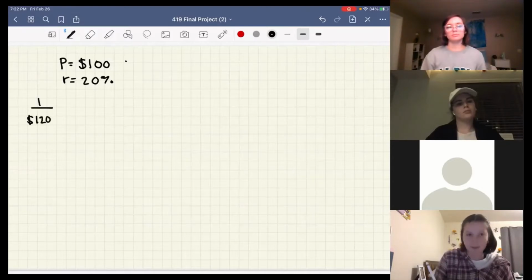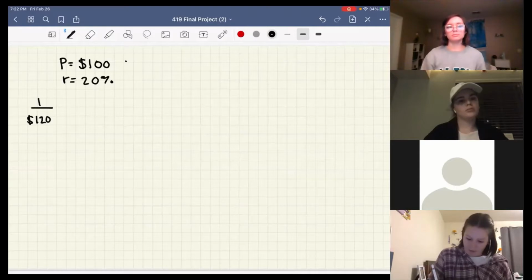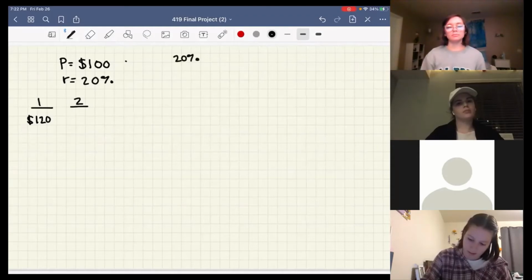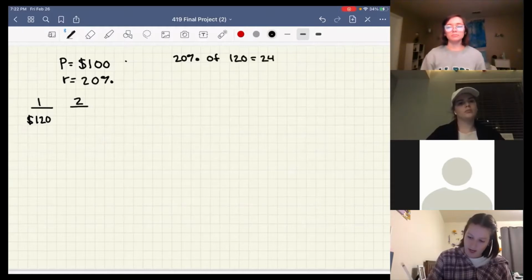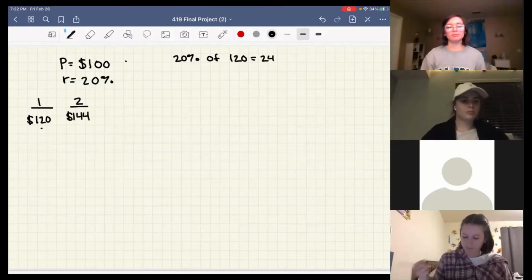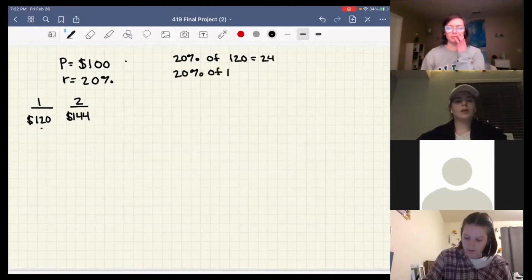Then for the second year, instead of adding another 20% of $100, we take 20% of $120, which is $24. And we add the 24 back to 120 so that by the end of the second year, we get $144. Then for the end of the third year, we take 20% of 144.